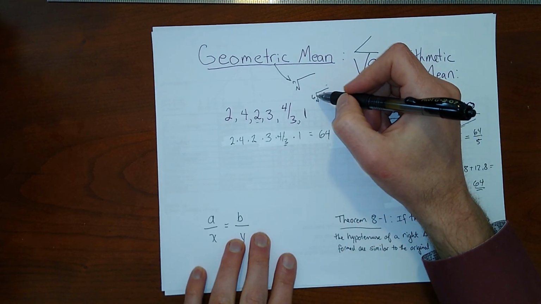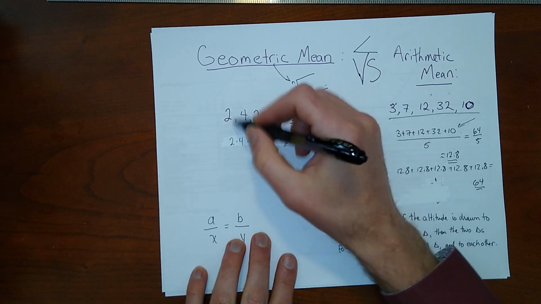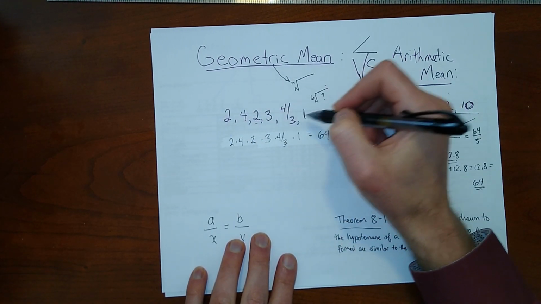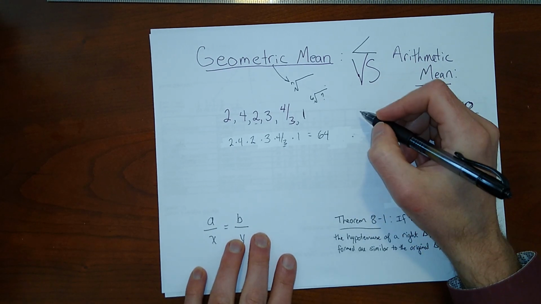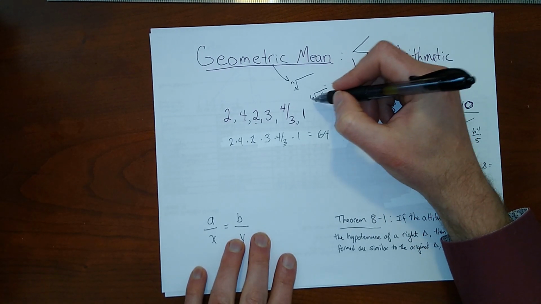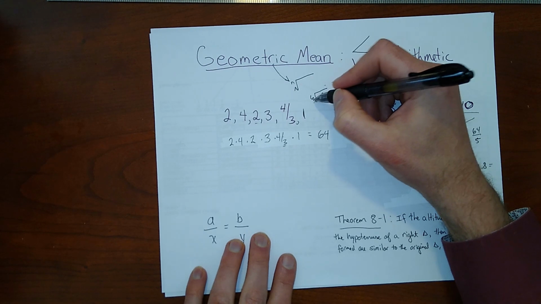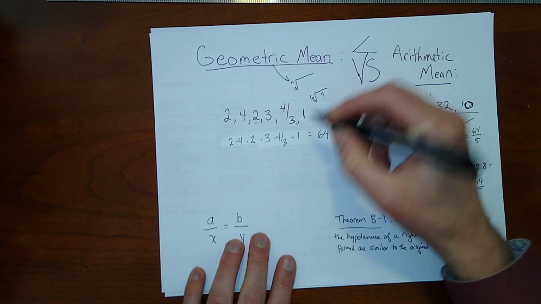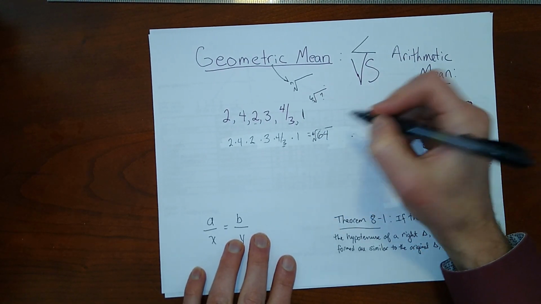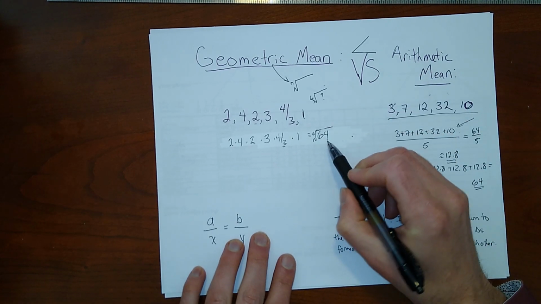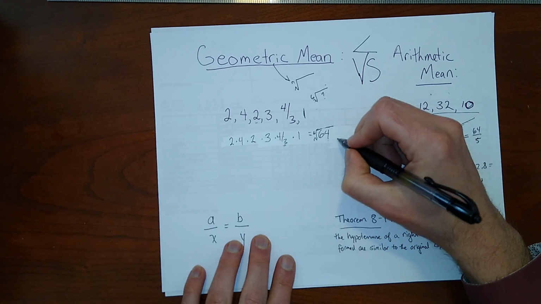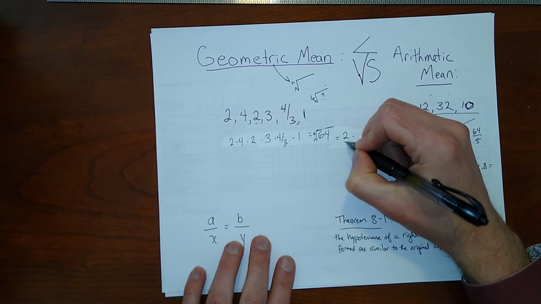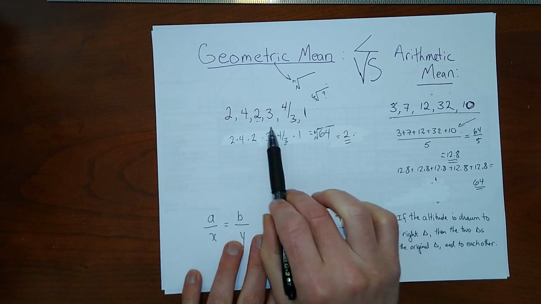And now, instead of dividing by 6, because there are 6 terms, I'm going to take the 6th root of 64. So in other words, what number multiplied by itself 6 times would give me 64? And we won't worry about how you are supposed to know this, but I know that the sixth root of 64 is 2. So the geometric mean of this group of numbers is 2.